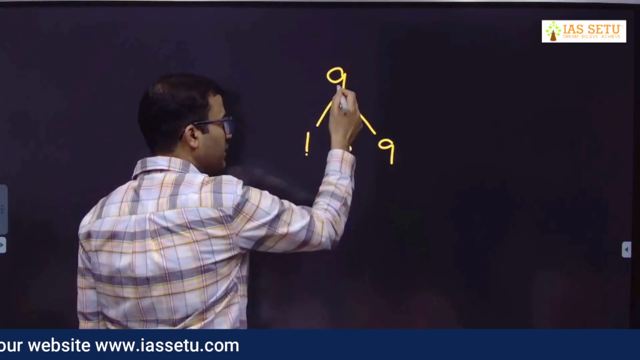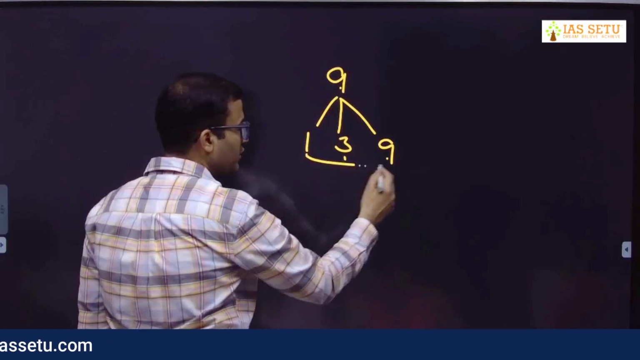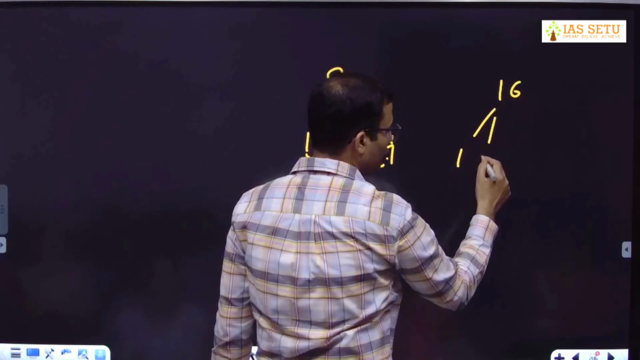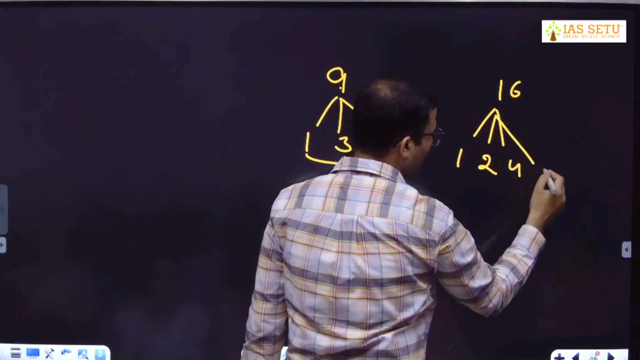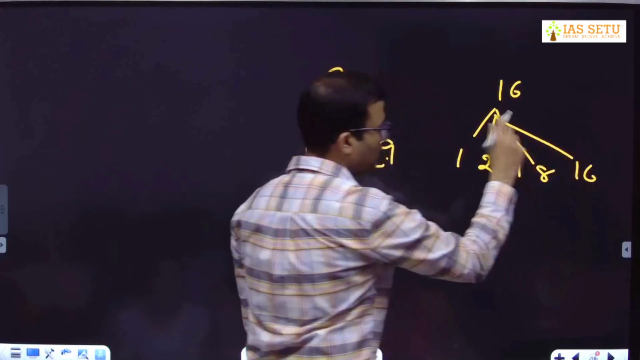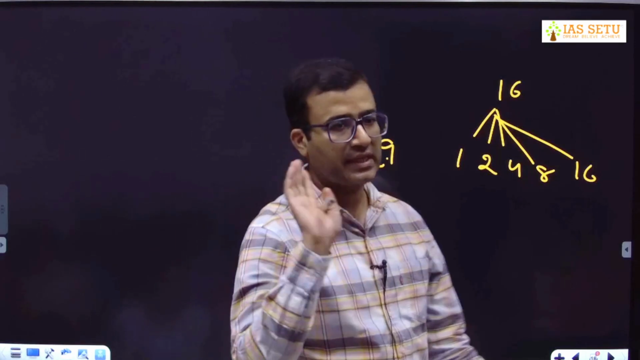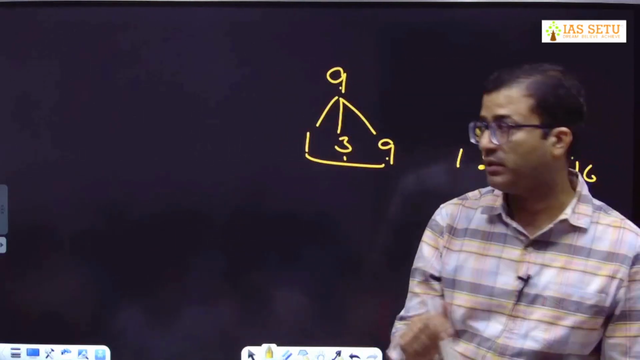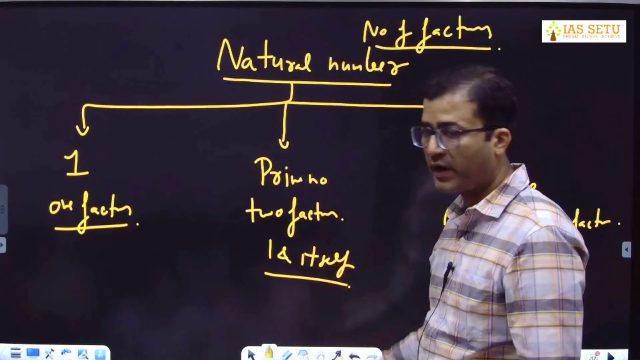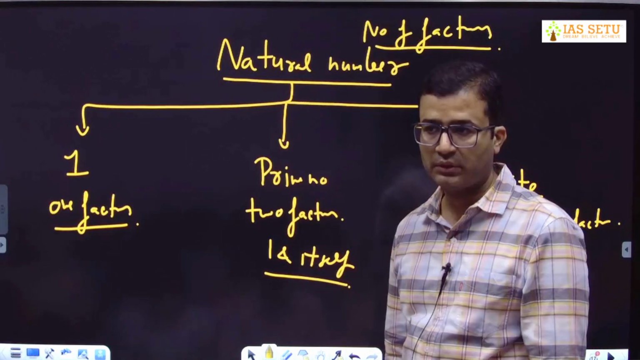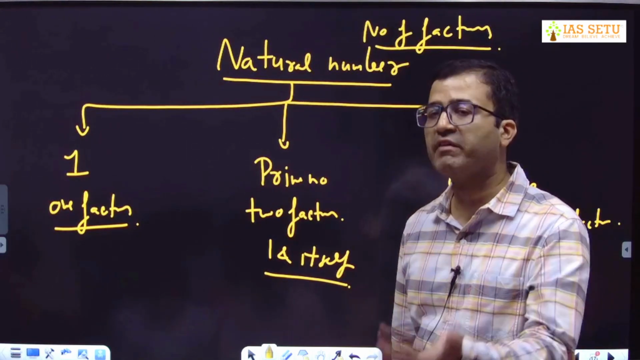9 is divisible by 1. 9 is divisible by 3. 9 is divisible by 9. So these are the factors of 9. What are the factors of 16? 1, 2, 4, 8, 16. So this is called factors. So 1 has exactly one factor, that is 1 only. Prime numbers have exactly two factors, and composite numbers have more than two factors. This is the concept. Then we have given a definition.